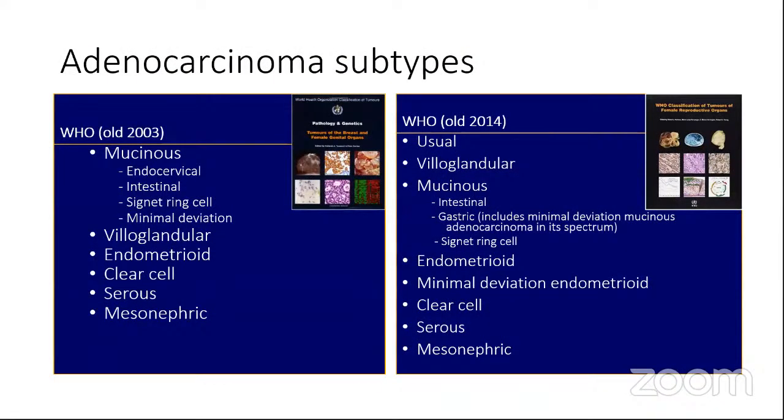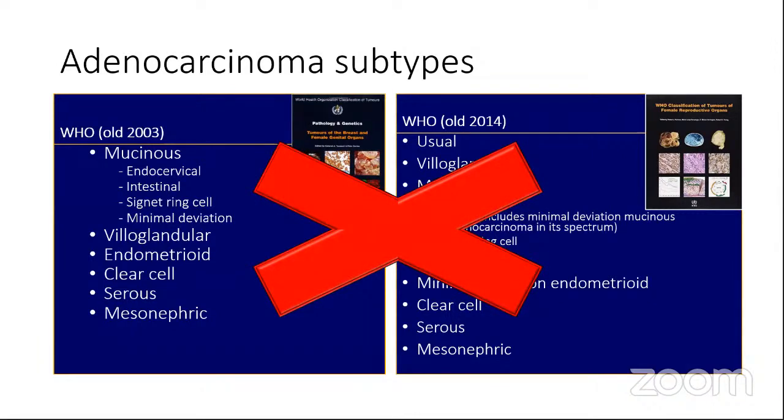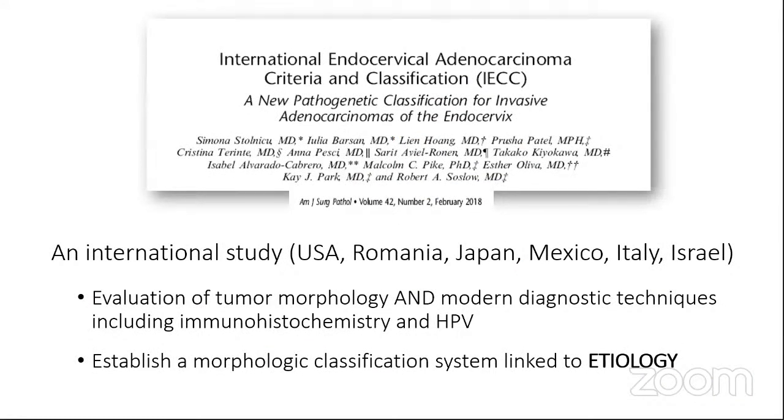If you look at the old WHO classifications, both the 2003 and 2014, you can see that the glandular tumors were categorized just based on what they look like under the microscope, without any link to etiology or molecular genetics. And really, the future of cancer biology and treatment and diagnosis is not linked to just what it looks like under the microscope, but what drives the tumors and what therapies do we have to treat them. So in that vein, we undertook a study published in 2018, the International Endocervical Adenocarcinoma Criteria and Classification, or IECC.